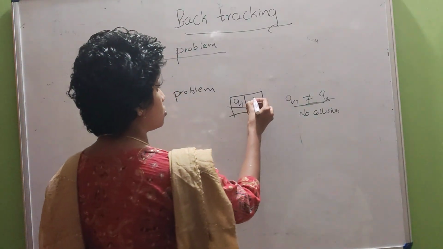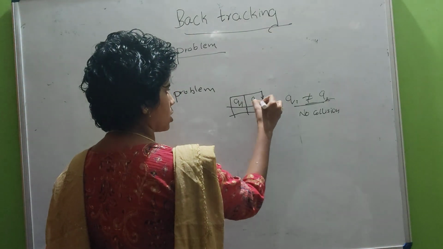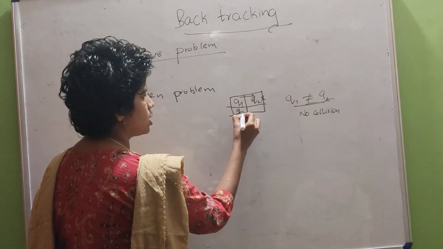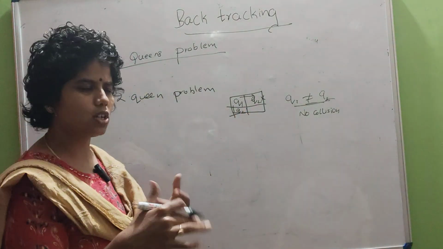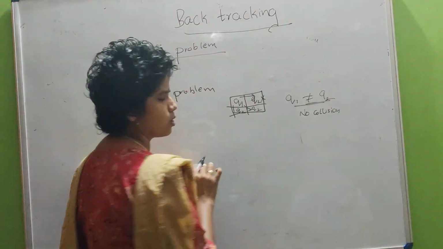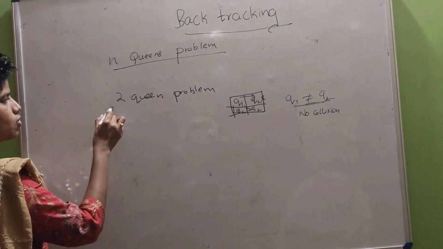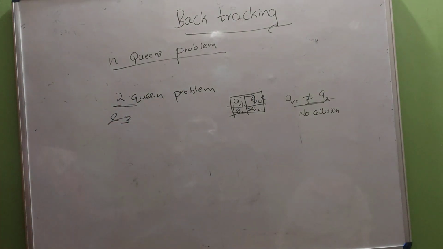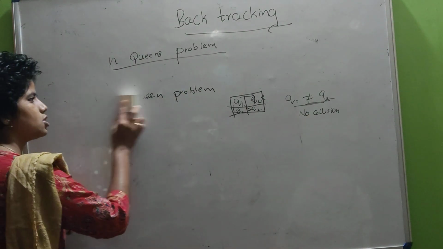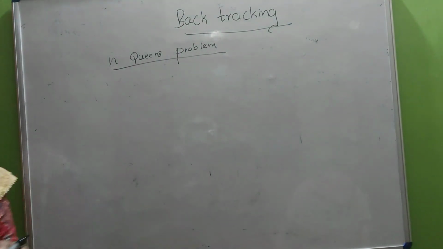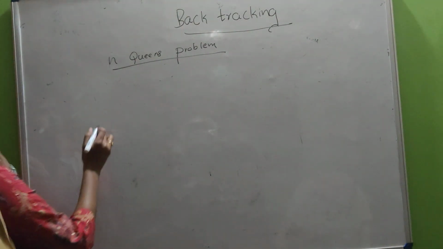Whenever you place Q2 here, it will not work because it goes vertically and it will collide. Whenever you place Q2 here, it will not work. So it will collide. If you place Q2 here, it will collide diagonally. So the N-Queen's problem will not work out for 2 and 3. You can check for 3 also. Now I explained about 2. Now we'll go for the 4 Queen's problem, which is in your syllabus. What is meant by the 4 Queen's problem?